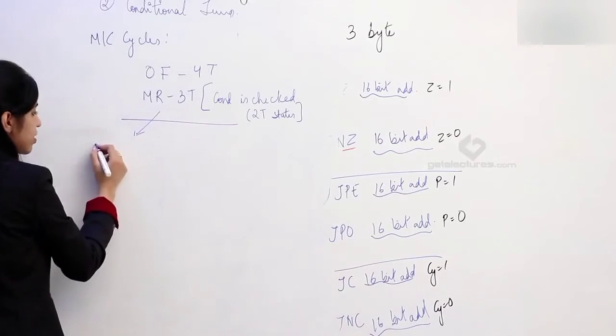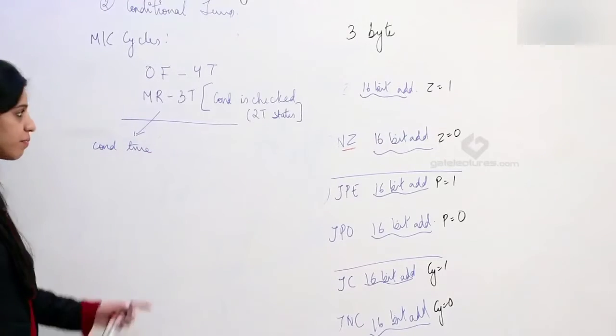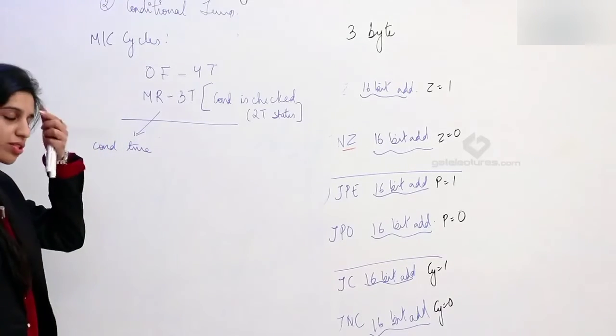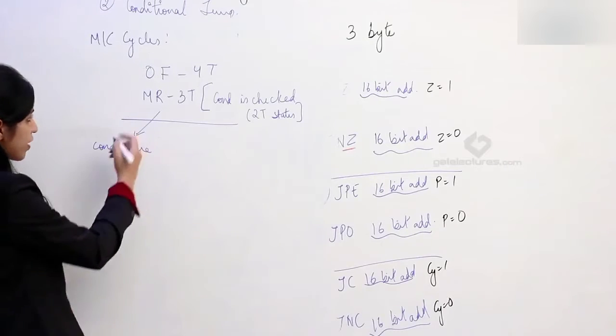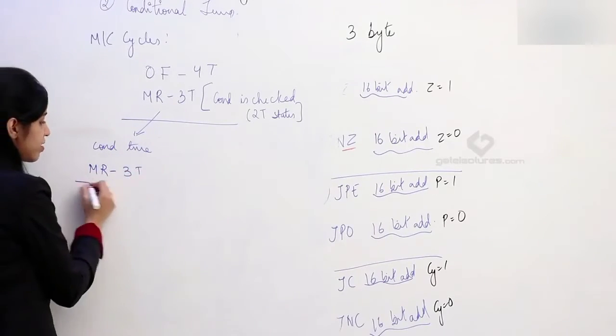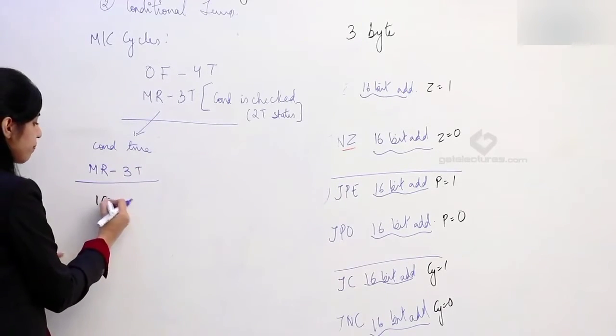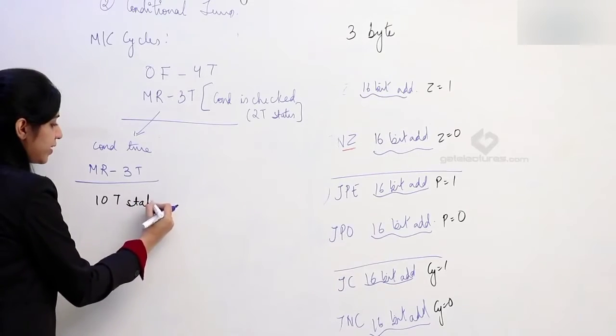Now suppose condition is true. Suppose you had to make a jump if parity was even, and you found that condition is true, that is parity was even. So if condition is true, you are going to have one more memory read cycle of 3 T states, and this is going to be similar to unconditional jump and will take up a total of 10 T states.